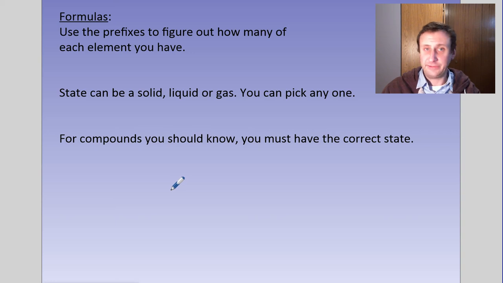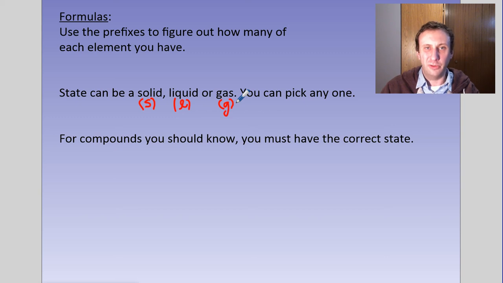For formulas, it's actually really easy. You're just doing the opposite. You look at the prefixes in the name, and that tells you the subscript, the small number that goes after the element symbol. So you're just using prefixes and doing the reverse. For the state, you're going to put a state on every single formula, and you can pick either solid, liquid, or gas. For most, I don't care which one you pick. You just pick whatever you want.